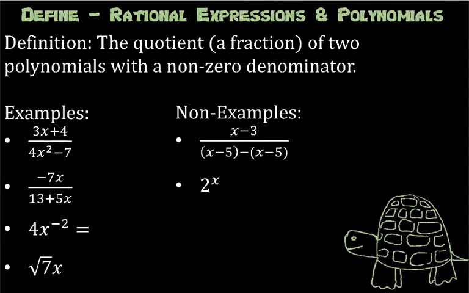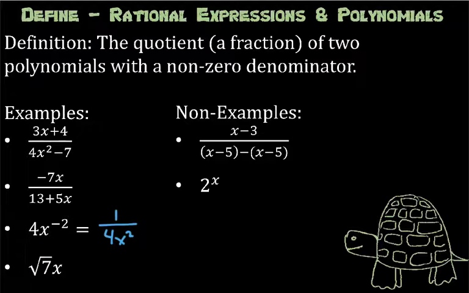So let's look at some examples and non-examples of rational expressions. Here we have a polynomial 3x plus 4 in the numerator and a polynomial 4x squared minus 7 in the denominator. In the next one down here, negative 7x, that's a monomial, which counts among the polynomials, in the numerator, and a polynomial in the denominator. Now you might look at this and think, wait a second, we can't have those negative exponents, and that is true. However, we could rewrite this as 1 over 4x squared, and that works just fine as a rational expression.